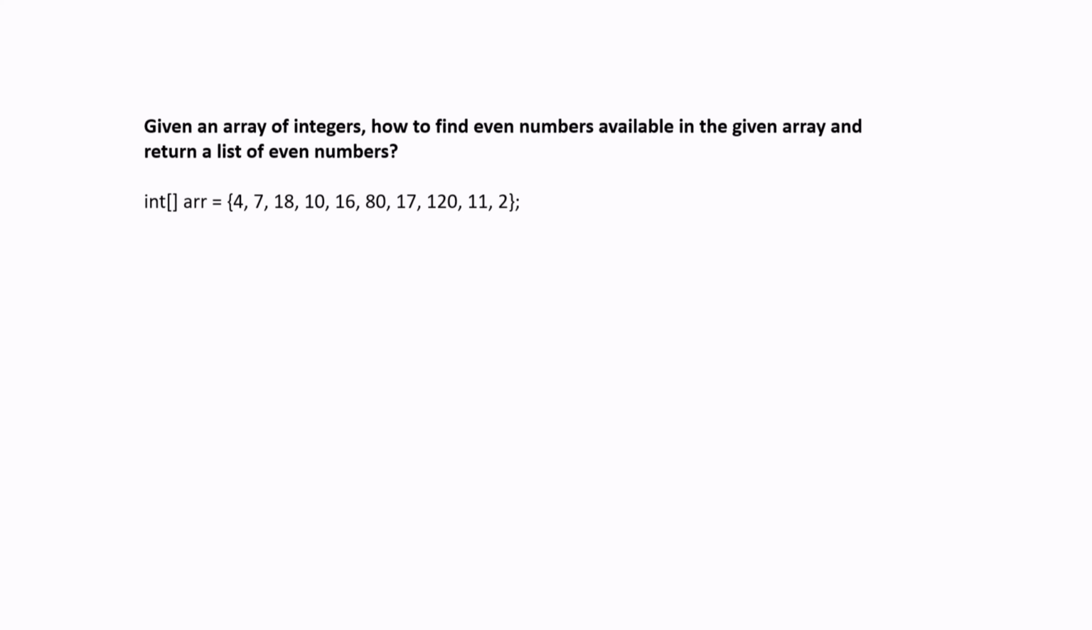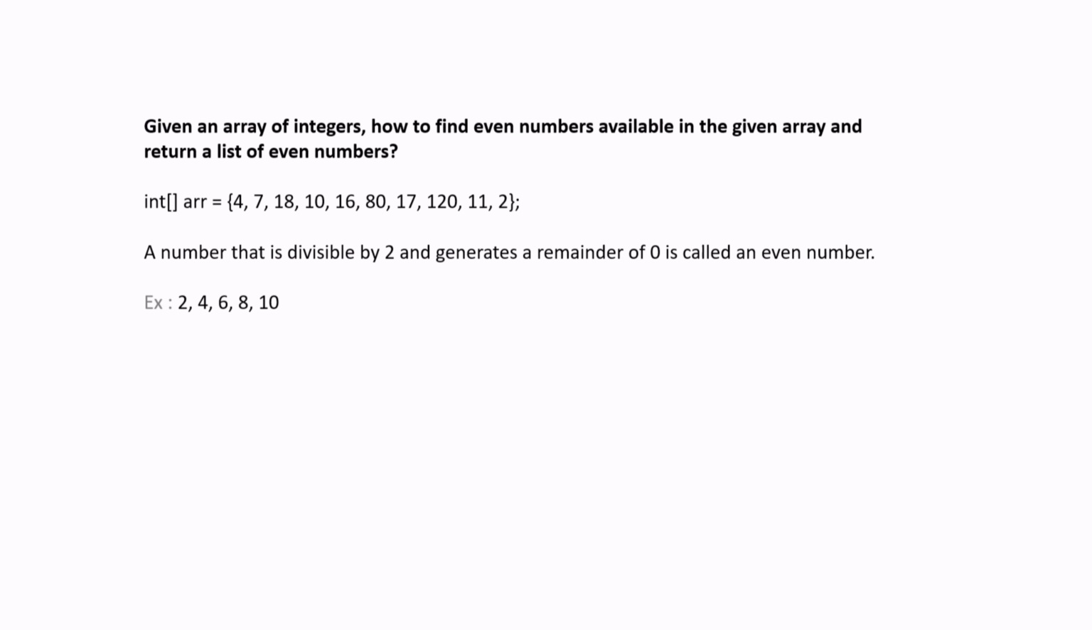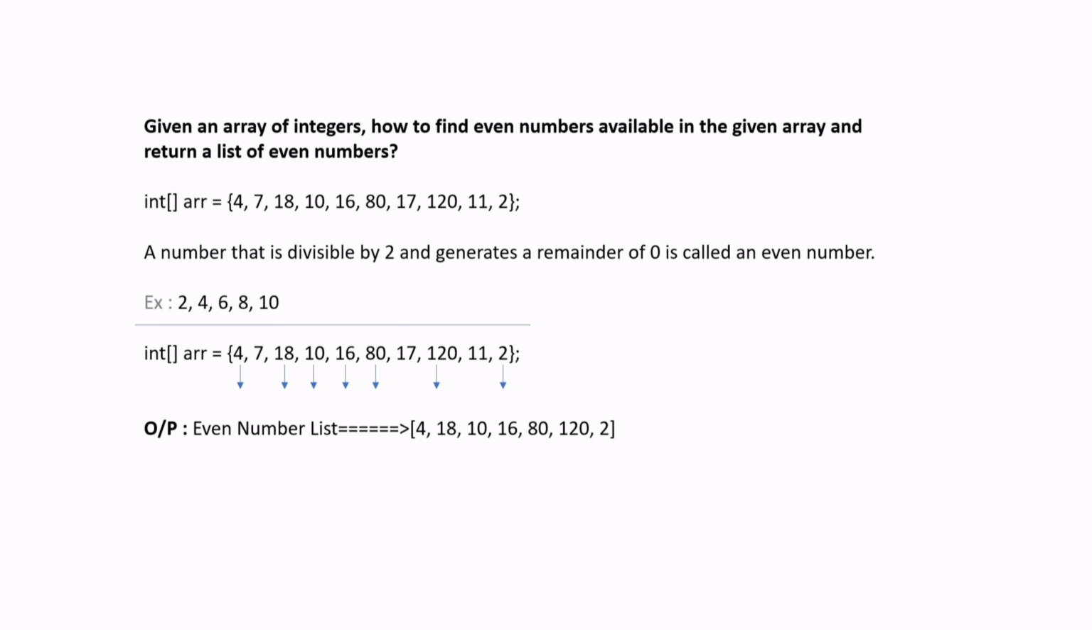So first of all, what is an even number? An even number is a number which we can divide into two equal parts. Divide into two equal parts means it will be divisible by 2. Divisible by 2 means we will get a remainder of 0. So the number that is divisible by 2 and generates the remainder 0 is called an even number. As an example, 2, 4, 6, 8, 10 are even numbers. So in the given array, these are the even numbers, 4, 18, 10, 16, like this. Okay, so in the result we expect like this.